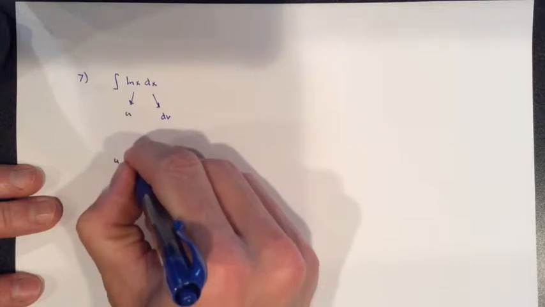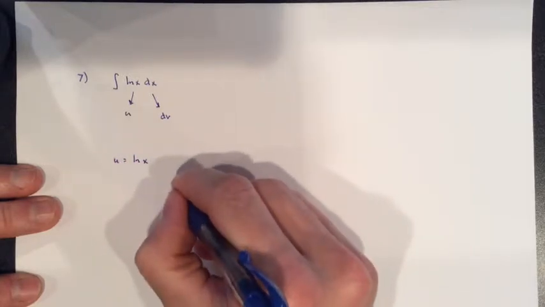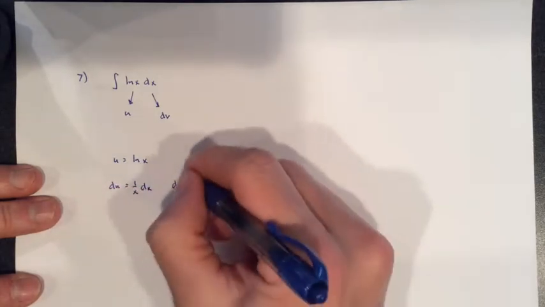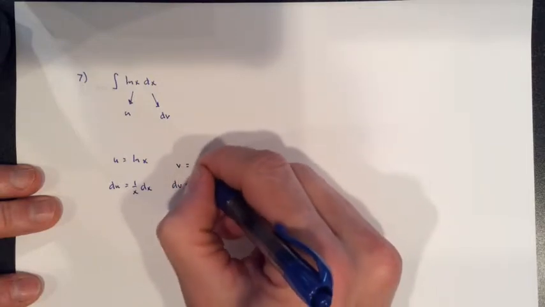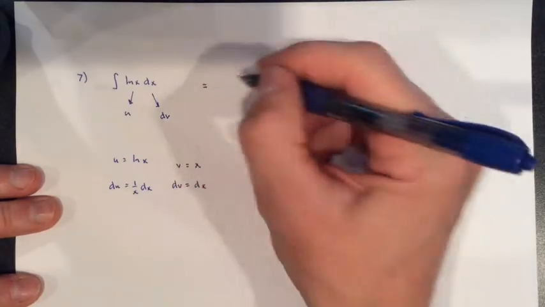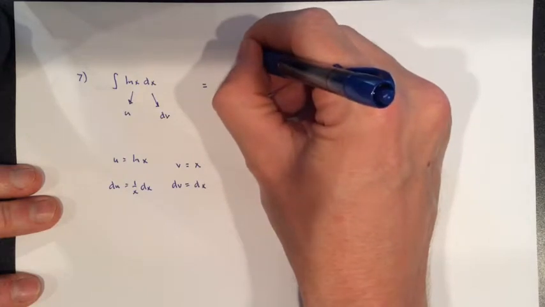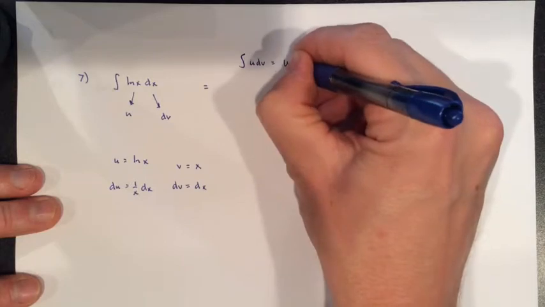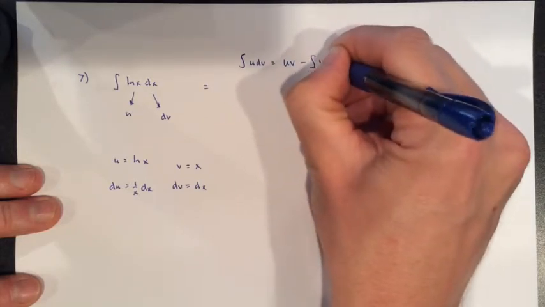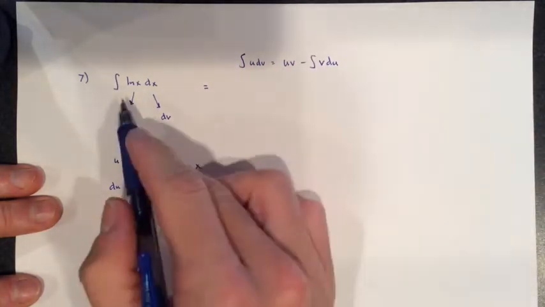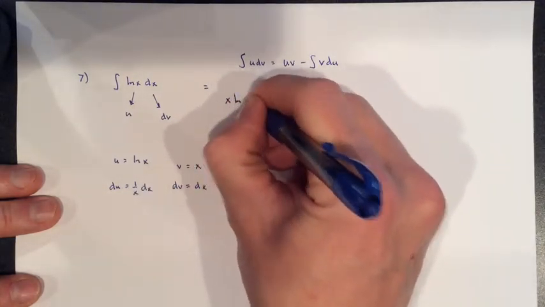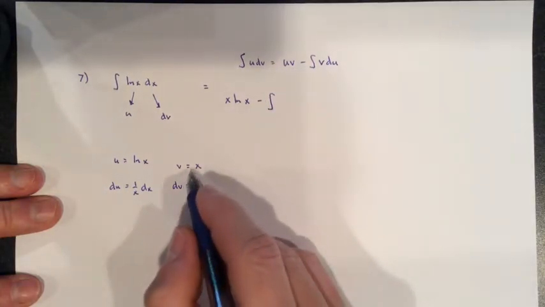And so go ahead and make u the natural log of x. dv is just dx, which makes du 1 over x dx. It makes v, just the integral of 1, which is just x, and then rewrite it. And again, integration by parts says that the integral of u dv equals uv minus the integral of v du. So this integral is going to equal uv, so x natural log of x, minus the integral of v du.